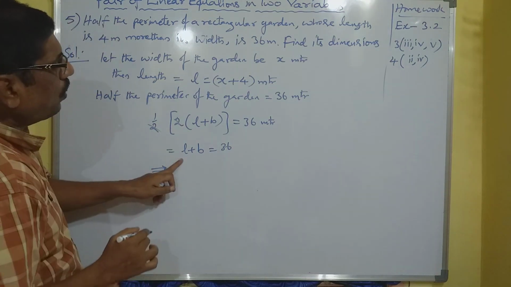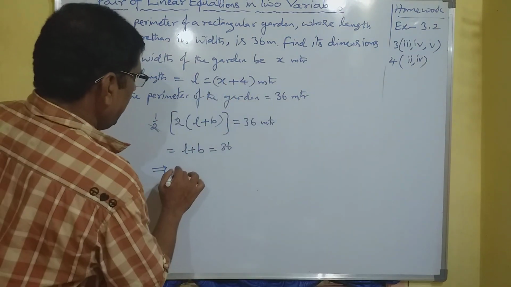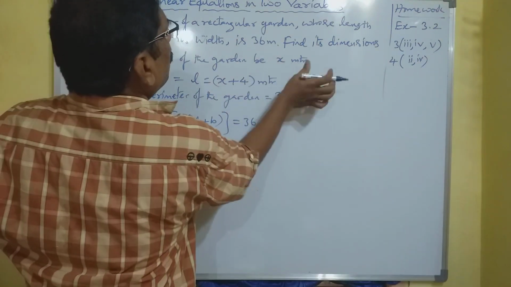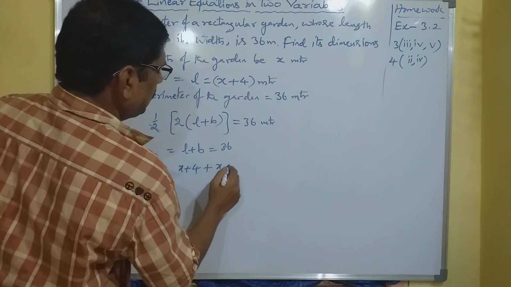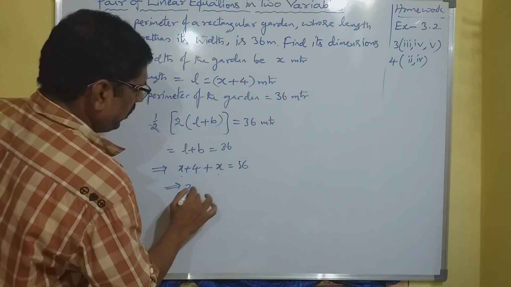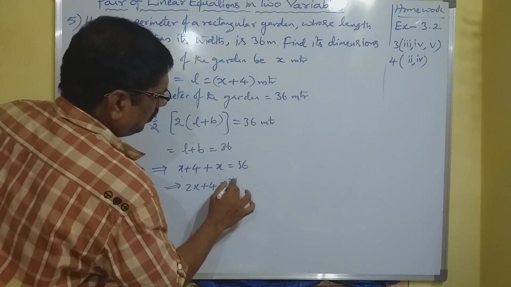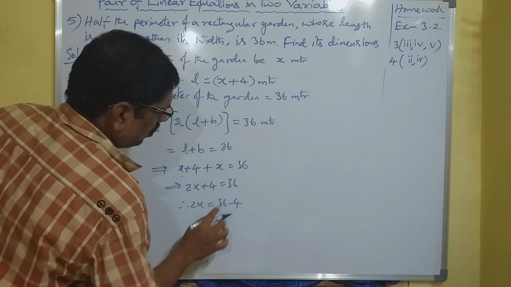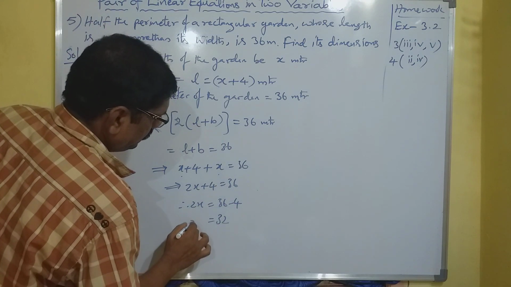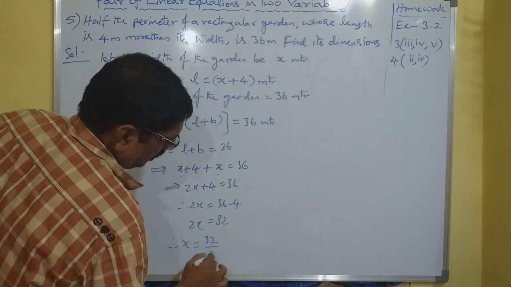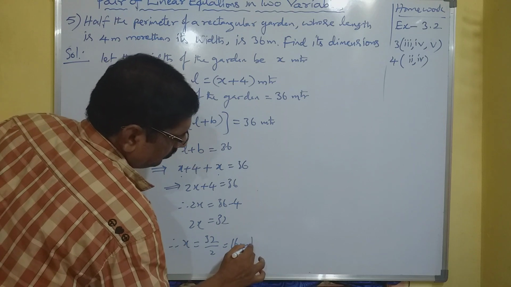This implies, what is the length? Length is x plus 4 and here breadth is, what is the breadth? Breadth is x meters, that is 36. This implies x plus x plus 4, 2x plus 4 is equal to 36. Therefore 2x is equal to 36 minus 4, we get 32. Therefore x is equal to 32 by 2, which is 16 meters.